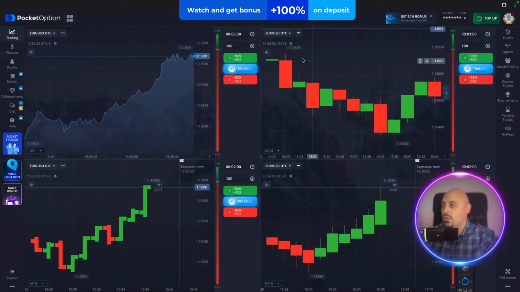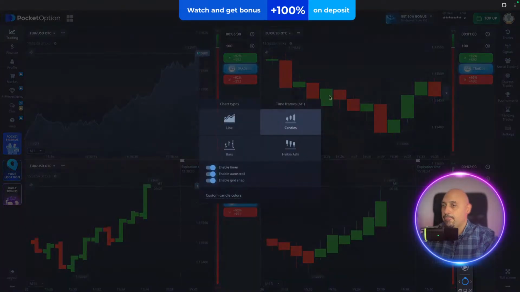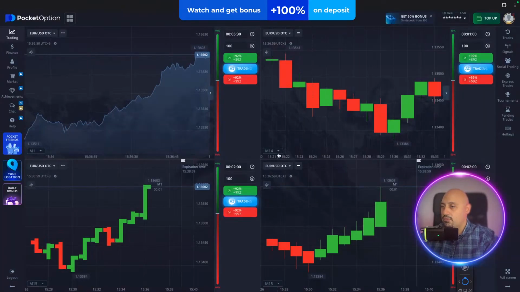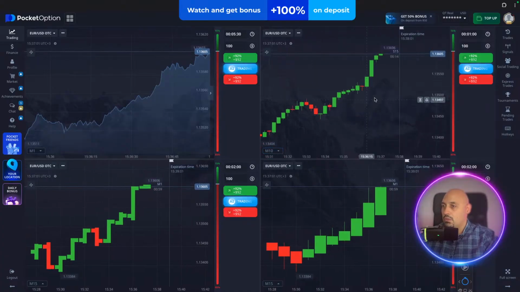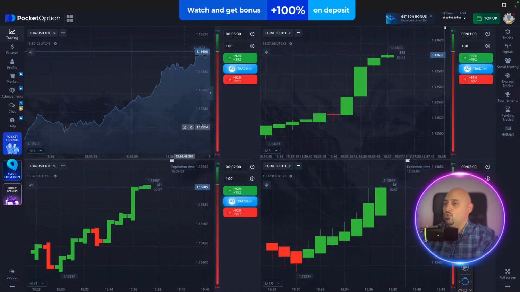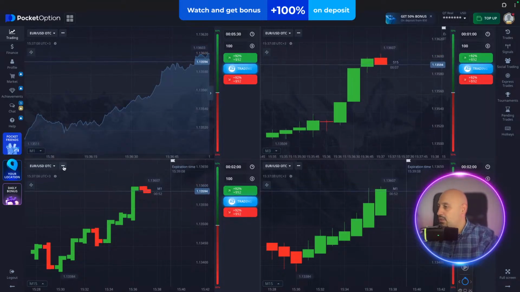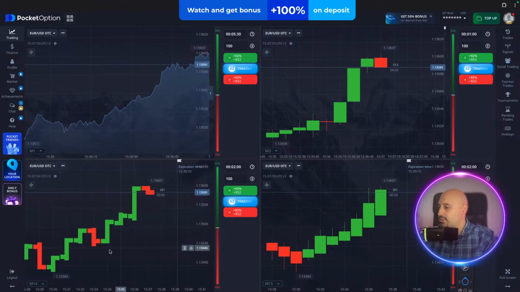I am also going to enable grid snap, that's fine. We are on minute one. All right, I have zoomed in as much as possible. I'm on the right currency pair, yes. Here we have the bars.